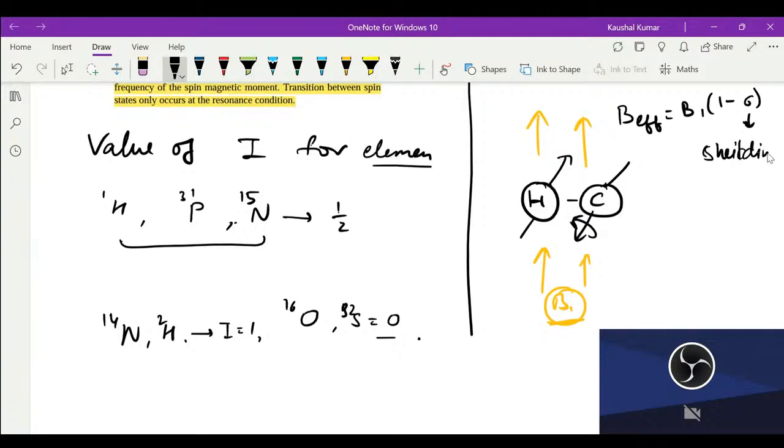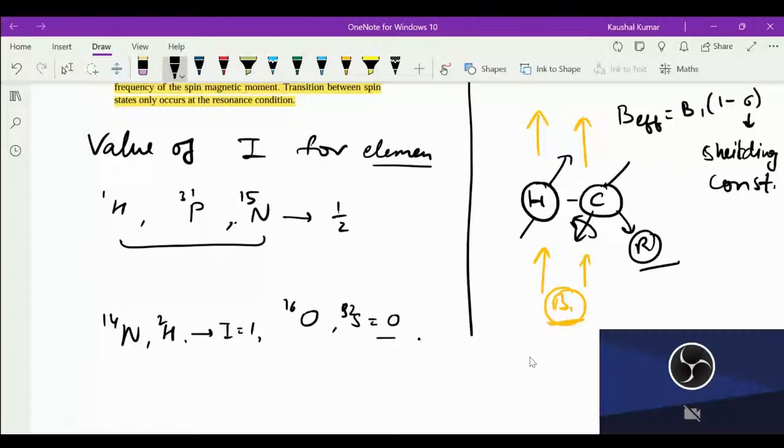It depends upon this R. Take it as R, a functional group or any molecule which will affect the magnetic field effect. That will always be different for the other molecule.